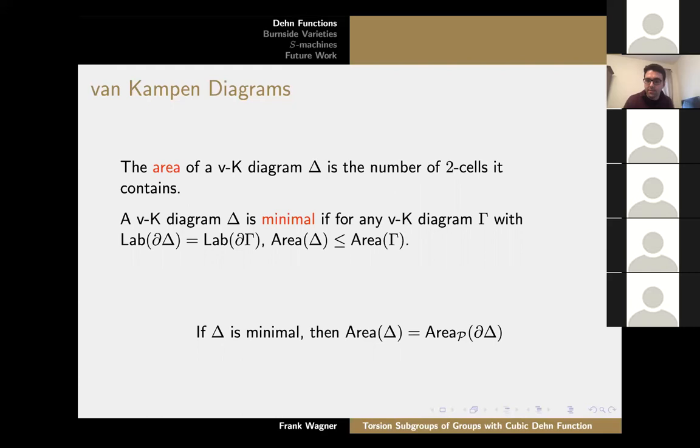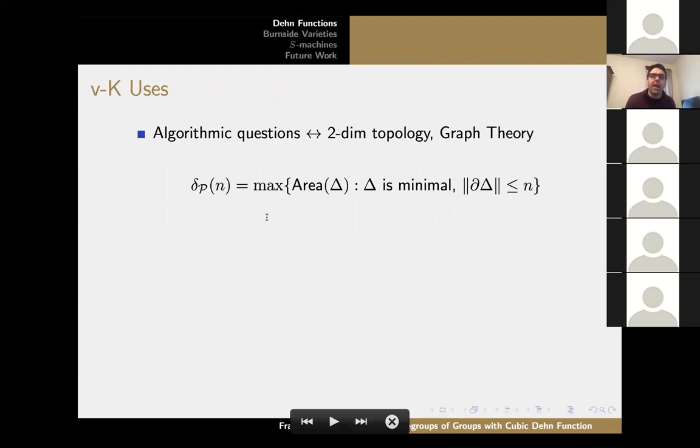So what this allows us to do is look at algorithmic questions with two-dimensional topology and graph theory, approach things in different ways, and also use facts we know from other areas and apply them to these algorithmic questions, specifically about the Dehn function, since now we can express the Dehn function as this geometric property of these diagrams.